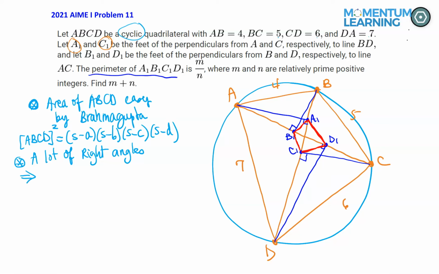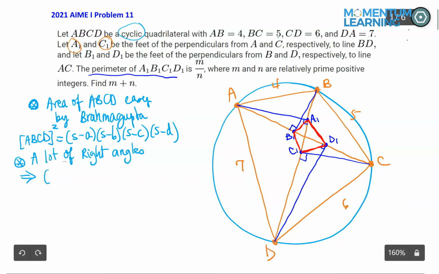For instance, it's just a simple angle chase. Angle BB1C is a 90-degree angle, as is BC1C. Do you see that? Both BB1C and BC1C are 90 degrees, suggesting that BB1C1C is cyclic with BC as the diameter, right? So BC is a diameter of a circle. Let me write it like this: B, B1, C1, C is cyclic.